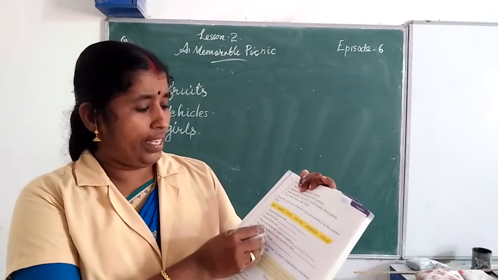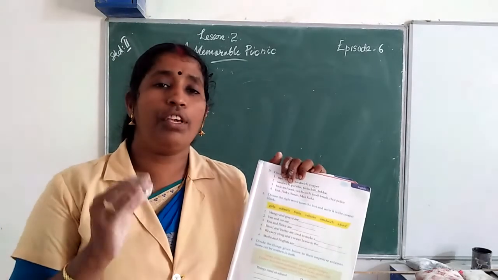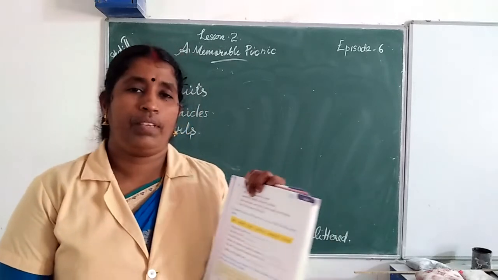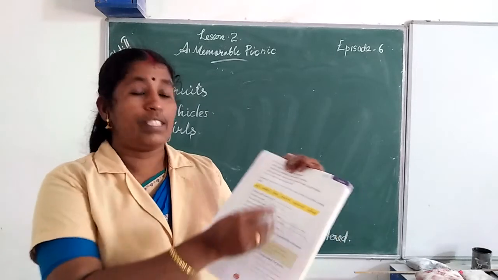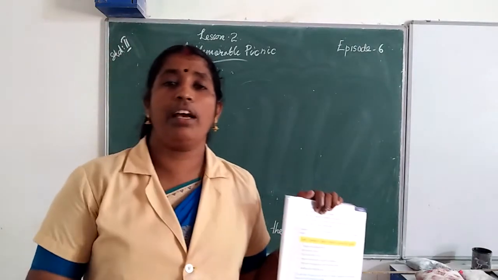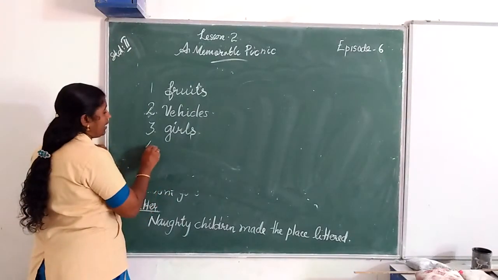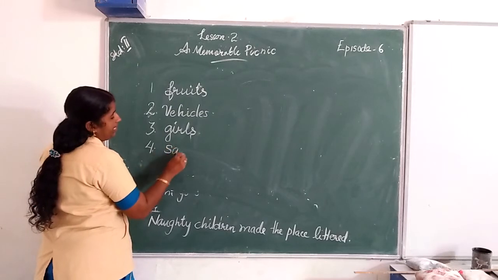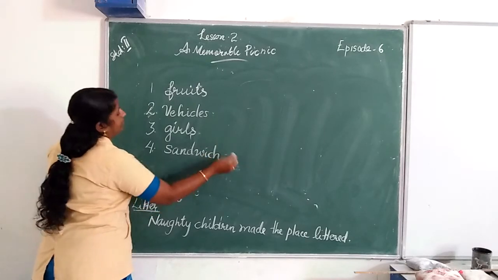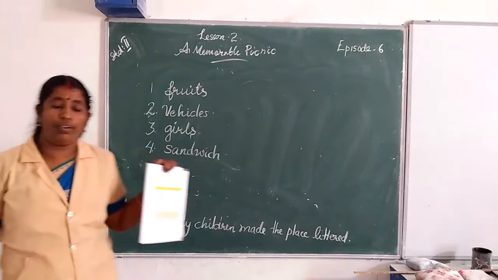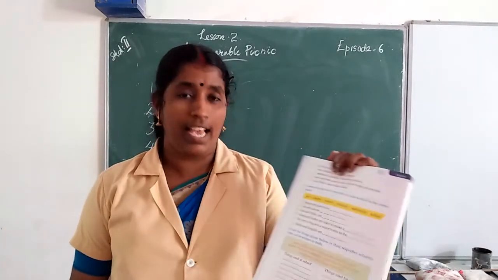Fourth one. Bread and butter are used to make a blank. For what do we use bread and butter? Bread and butter are used to make sandwich. Write the correct spelling. You please listen. S-A-N-D-W-I-C-H. What is it? Sandwich. Bread and butter are used to make sandwich.